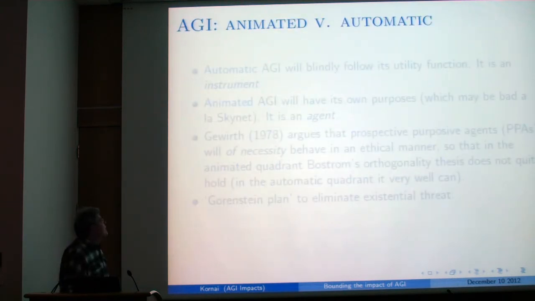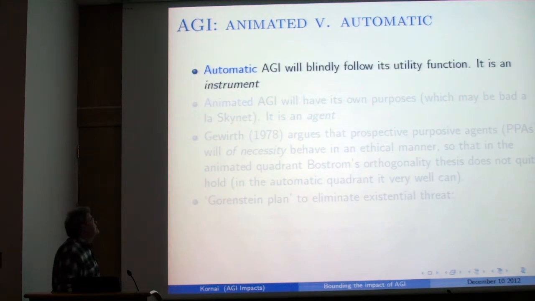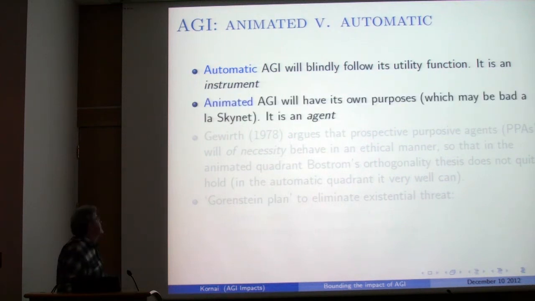So I'm going to make a distinction between two kinds of AGIs, and I see the discussion here in the past few days as subtly shifting between one and the other. I'm going to be talking about animated versus automatic AGI. Automatic AGI will just blindly follow its utility function. It is an instrument, okay? It is a mechanism. We just had a comment from the audience on the previous talk saying that animated AGI will have its own purposes, which may of course be bad. You know, they may want to do away with humanity, but it is an agent. This is a huge difference between the two.